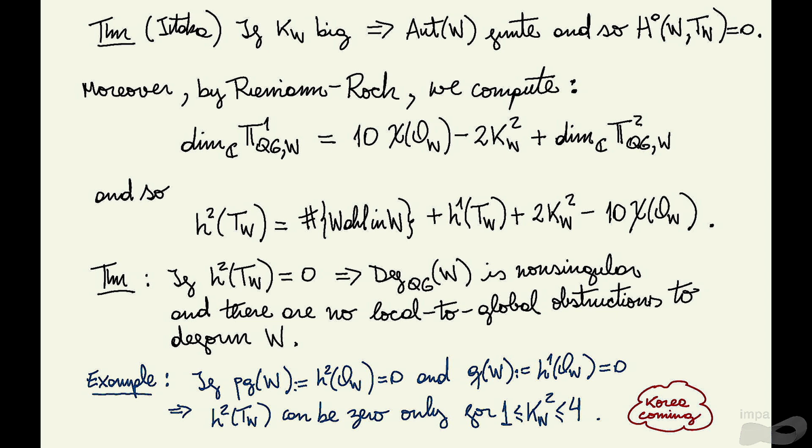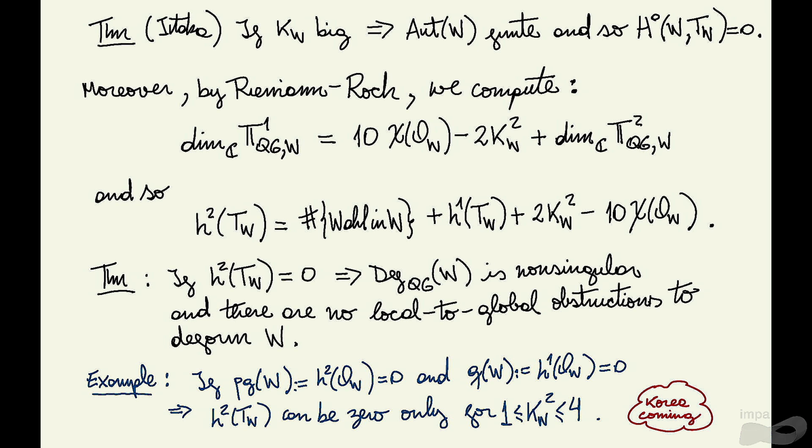Okay. And then, by a theorem of Iitaka, if you have that K_W is big, then the automorphism group of W is finite, and so this H0 of T_W is 0. And then using Riemann-Roch, you can compute dimensions, at least to have some dimensions to compute, and you have that the tangent space is going to be, this is Riemann-Roch, 10 times the Euler characteristic of W, minus 2 K squared W, and then plus the obstruction space. And so you have this formula here.